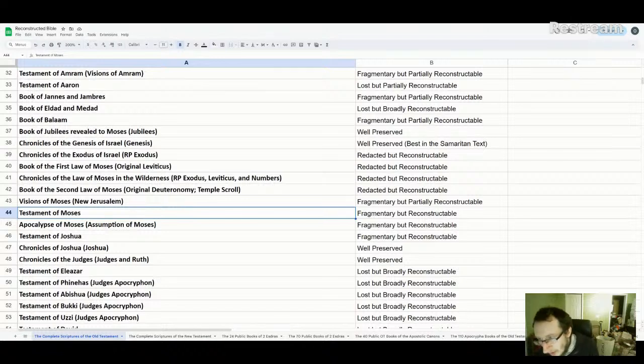The Testament of Aaron, which we talked about, that probably existed. A lot of the stuff that could fit in Testament of Moses could also fit in Testament of Aaron, like the plagues. Remember, because Aaron, on Moses' behalf, did the plagues.